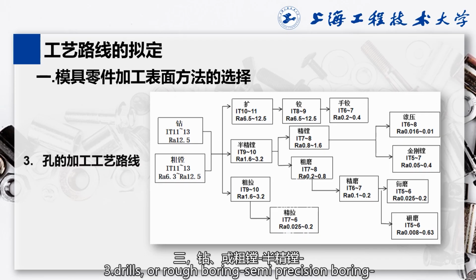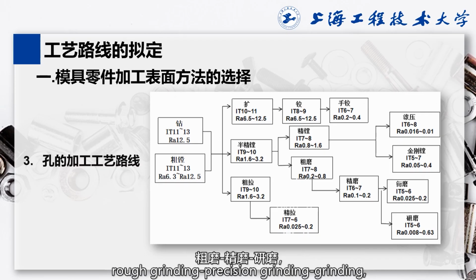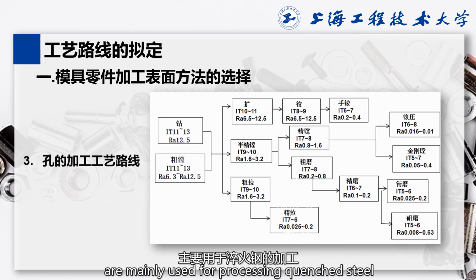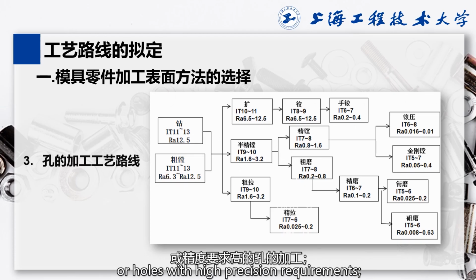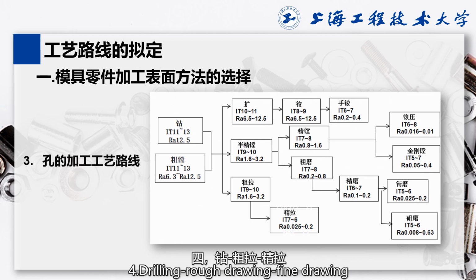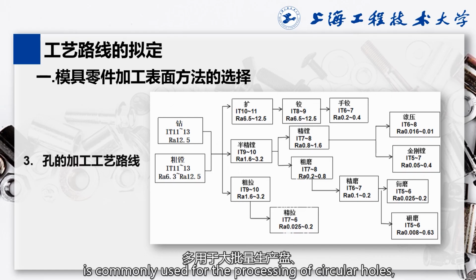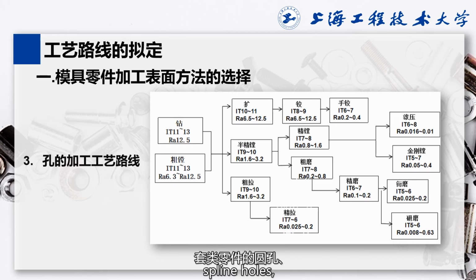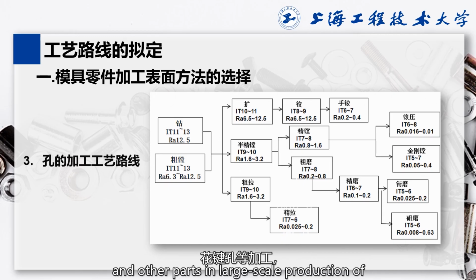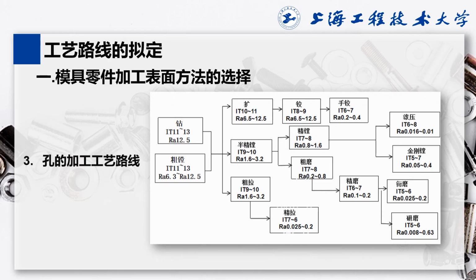Third, drilling or rough boring, semi-precision boring, rough grinding, precision grinding are mainly used for processing quenched steel or holes with high precision requirements. Fourth, drilling, rough broaching, fine broaching is commonly used for the processing of circular holes, spline holes, and other parts in large-scale production of discs and sleeves. Its processing quality is stable and production efficiency is high.